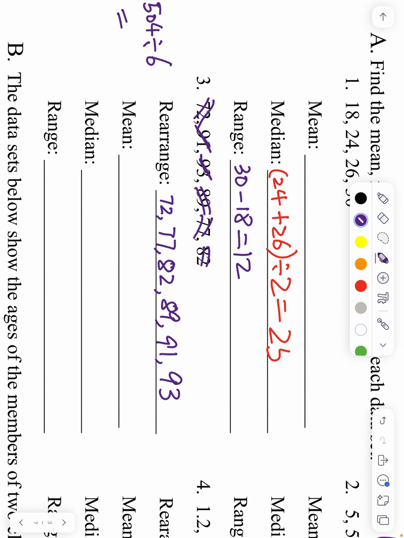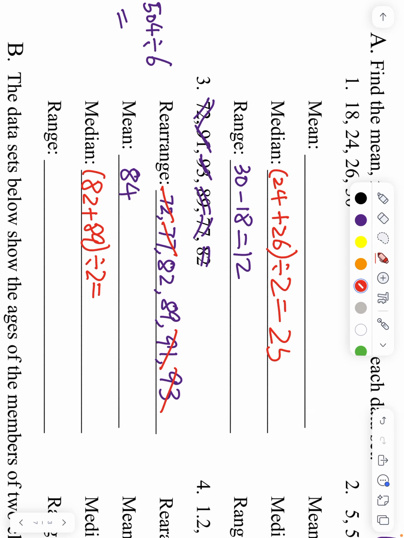Divided by 6, this equals 84. So the mean, the average, is 84. Okay, let's find the median. Cross out 1, cross out 1, cross out 1, another one. Now we have 2 numbers in the middle. We need to find the average of these 2. So we use 82 plus 89 and then divide by 2. Find the mean of these 2.